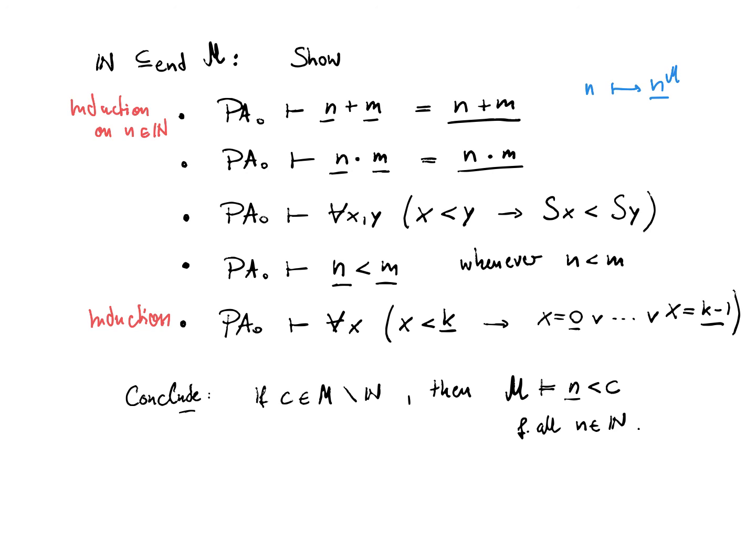So to sum up, the first two facts tell us that this mapping is a homomorphism. So indeed, we can embed the natural numbers as a substructure. And then these last two facts together tell us that this substructure that we get by this embedding will indeed be an initial segment, or in other words, M is an end extension of N.